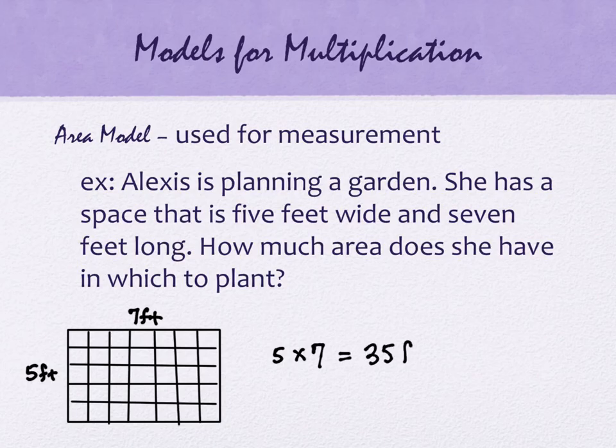Do be careful because we actually are counting space here. It's not just feet, it's square feet. Or feet squared is how we write it like that. We read that as square feet. So there's 35 square feet of area.